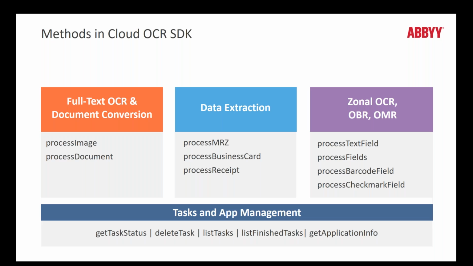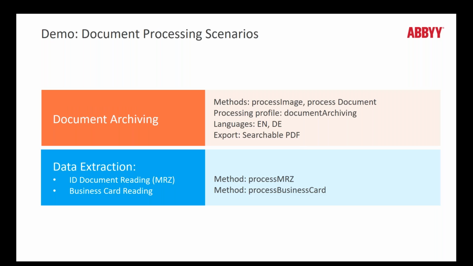So in my demo today, I will use a few of these methods, and I'm going to demonstrate the implementation of these two scenarios. The first one is the document archiving scenario. As I also mentioned, this is one of the most popular scenarios used in Cloud OCR SDK. It is suitable for creating searchable documents to be used in document management systems or other digital document archives. And I will show you the usage of both methods, process image and process document.